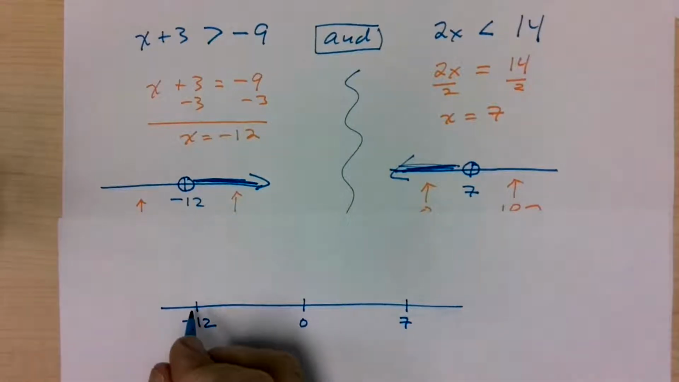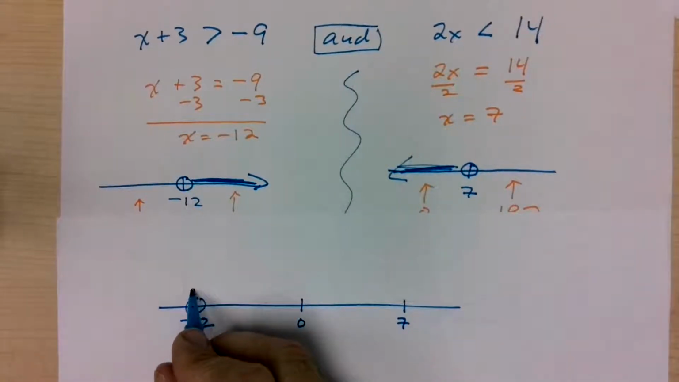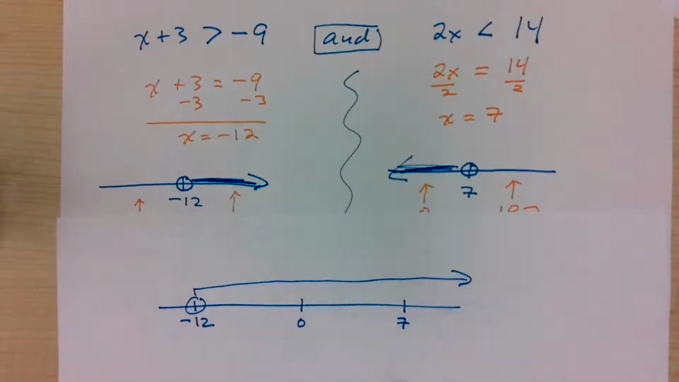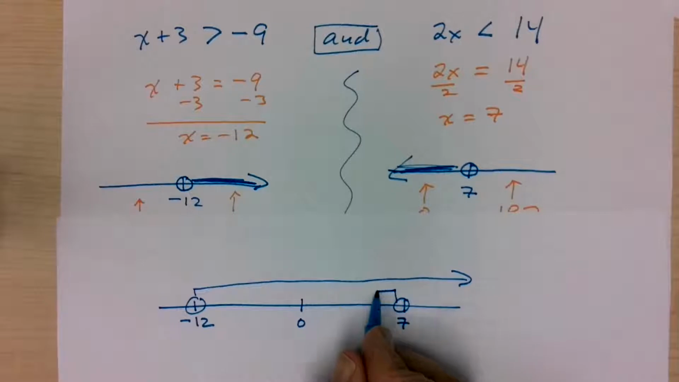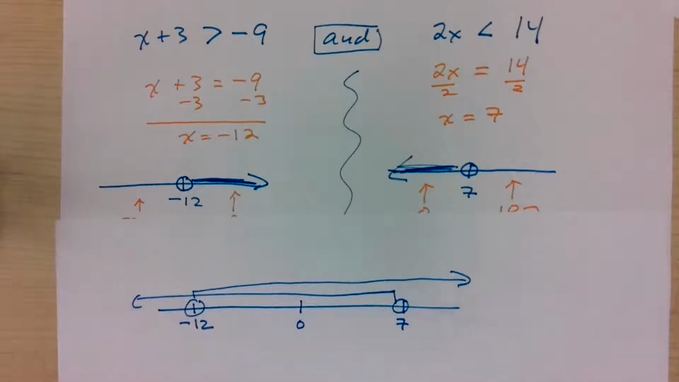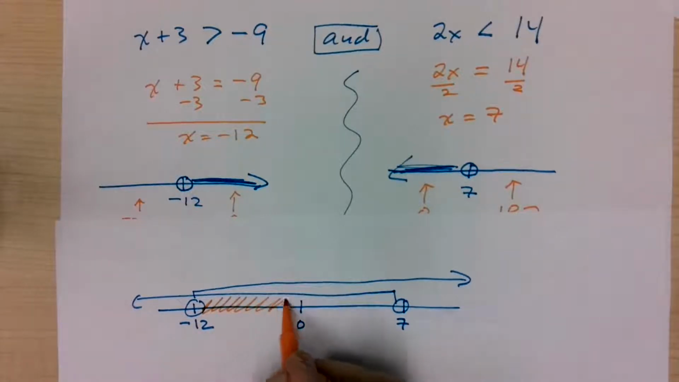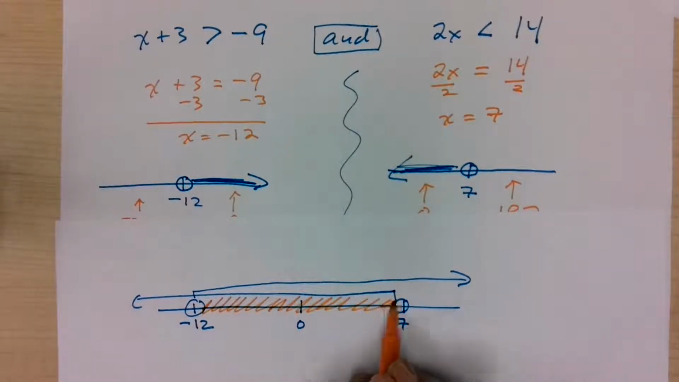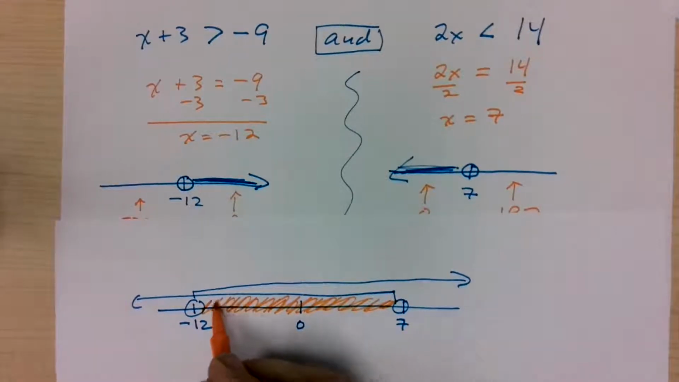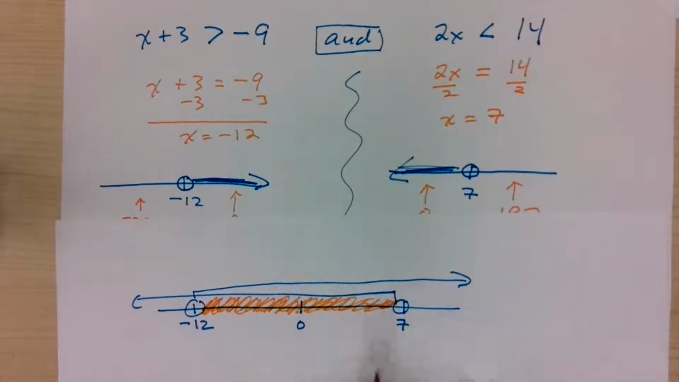So if I'm starting at -12, I am shading to the right. If I'm starting at 7, I am shading to the left. Which points are both of them true? All of the stuff in the middle. And means intersection, and means it's on both streets at the same time.